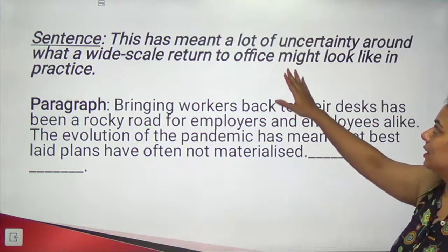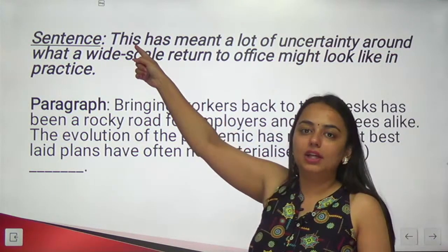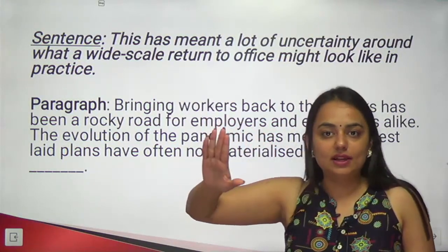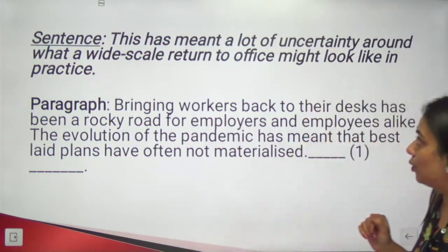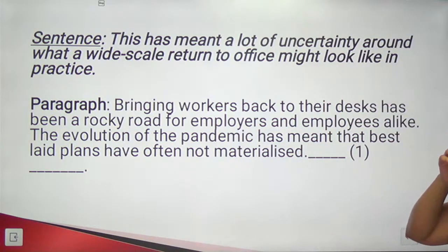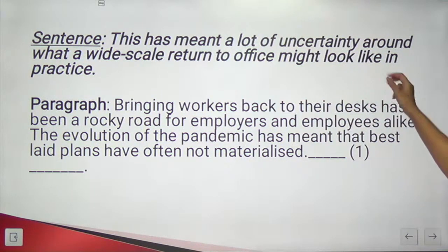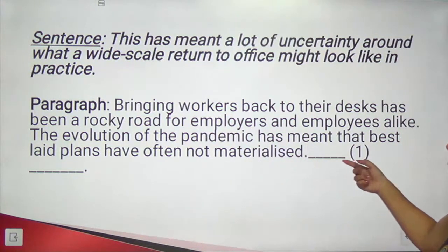This has meant a lot of uncertainty around what? See, this is again a key word. Why have they used the word this? It is signifying something. It's a pronoun. It should be used for some noun. So what idea is this? This has meant a lot of uncertainties around what a wide-scale return to office might look like in practice. So it's not going to come in the beginning, this particular blank.